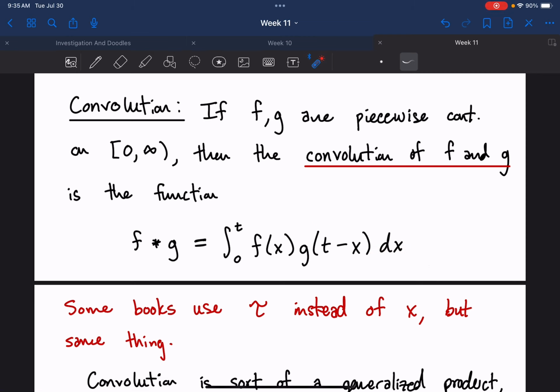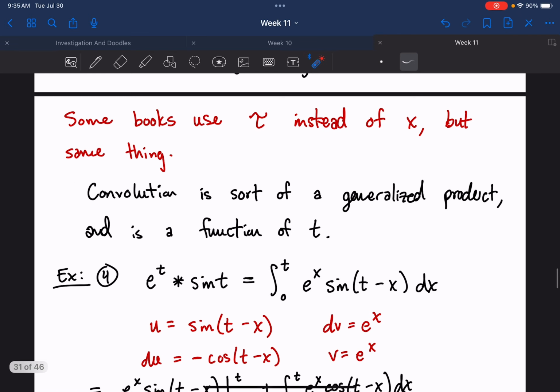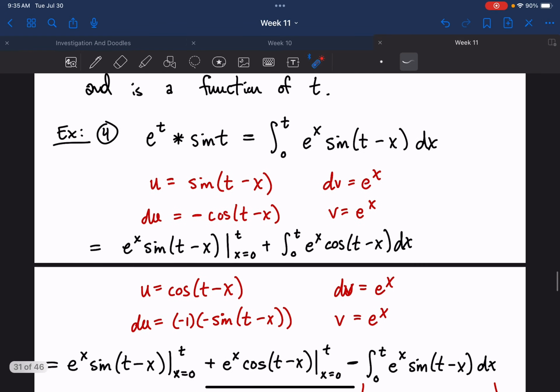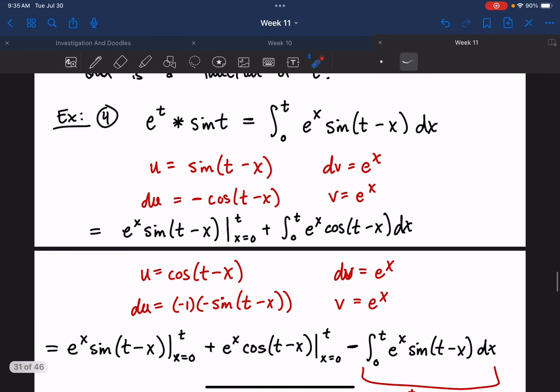Some books, instead of using x, use tau in all these spots. But I don't like that because it looks a lot like t, and that's really confusing. So I prefer to use x, but I'll use both. Like I said before, convolution is a generalized product, and it's a function of t at the end of it. So let's look at an example of doing convolution. Find the convolution product of e to the t and sine t.